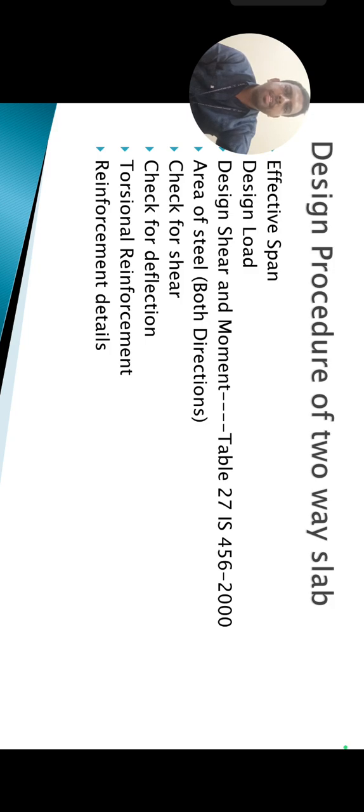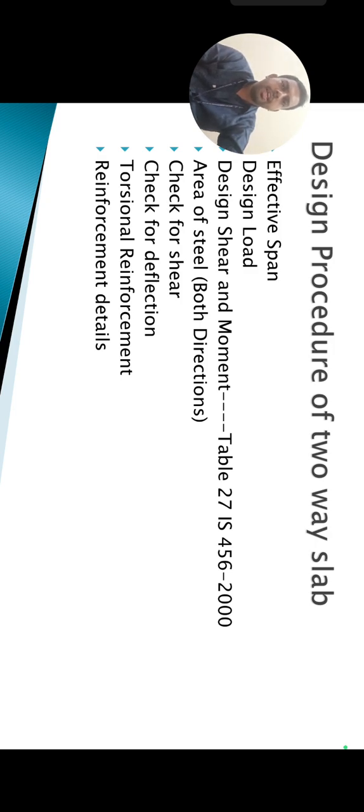After that, check the shear reinforcement at that location, and check for deflection. Deflection is checked as L by d, with L by 300 for all loads acting on the slab; you can consider 350 in some cases, and where only compressive load acts on the slab, you consider the L span by 250.